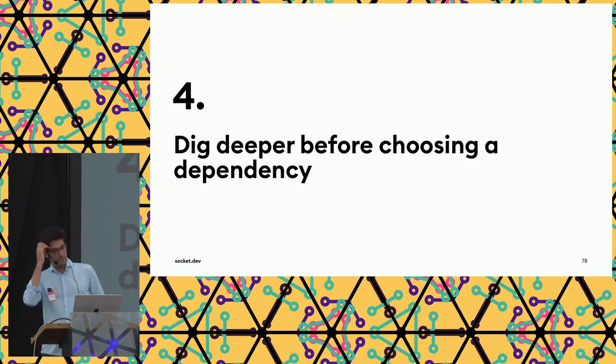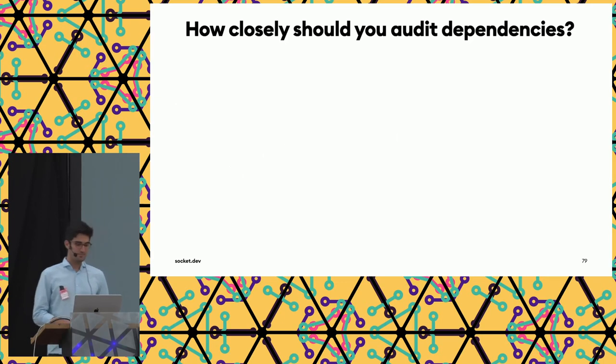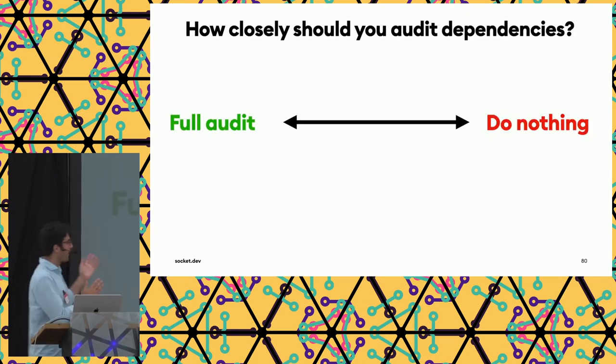Here's another one that you can do. You can dig deeper before choosing a dependency. I really like this idea because if you read the code, you'll be 100% sure what it's doing before you run it. And so ideally, you audit all your dependencies, right? So how closely should you audit your dependencies is the question. You could do a full audit, right? And obviously, you're not going to do that. That's why you were laughing.